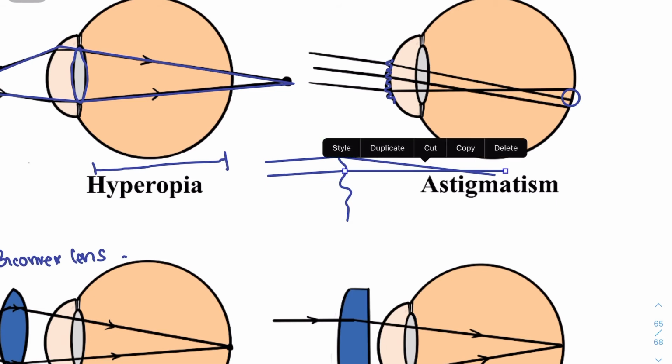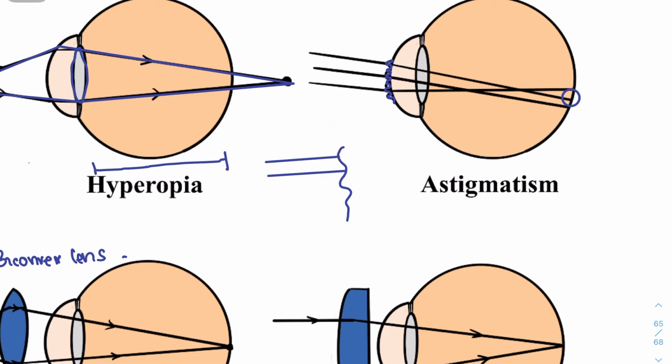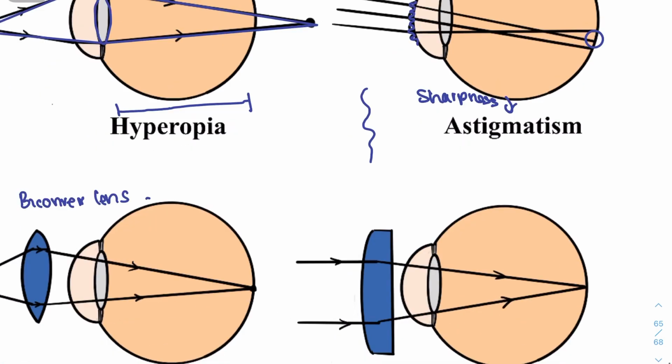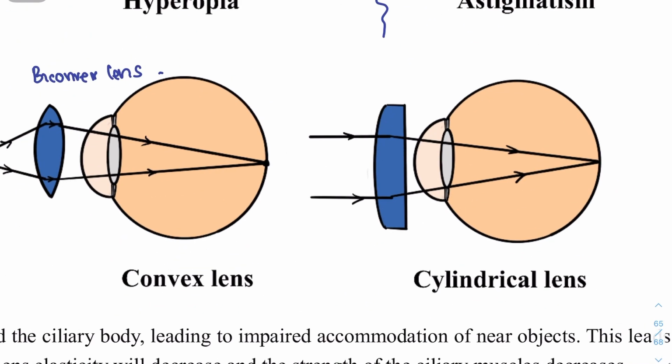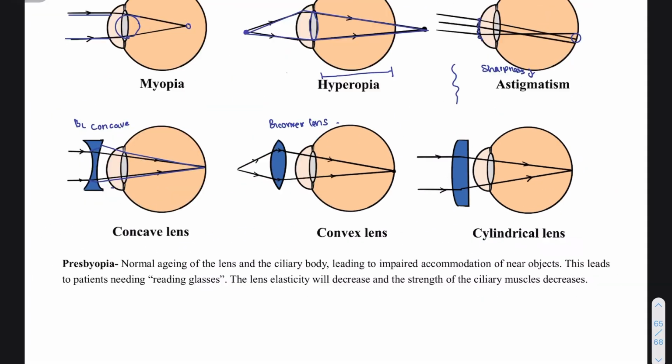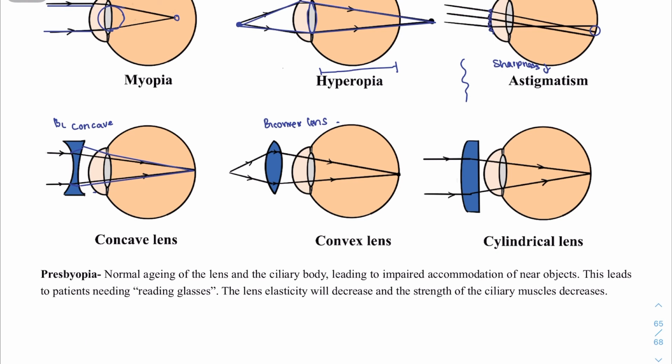These people may not realize it, but they see the images slightly blurred. The sharpness is decreased. And the treatment for this is cylindrical lenses. There's one more condition, it is called presbyopia. Now that is a physiological aging of the lens and the ciliary body.